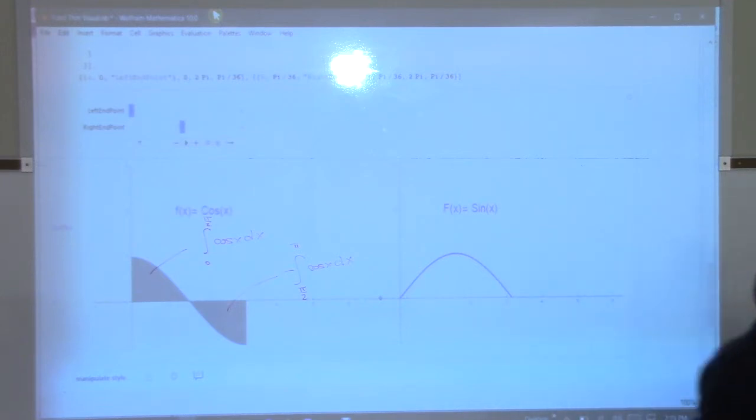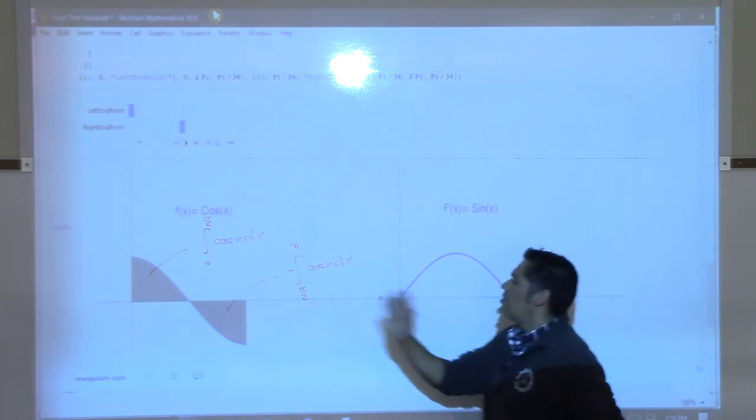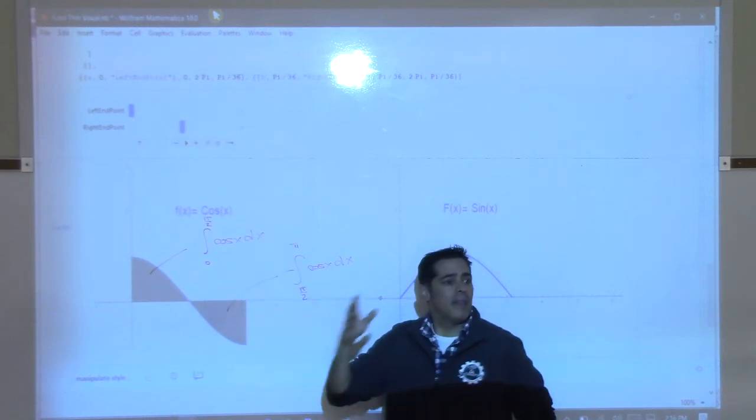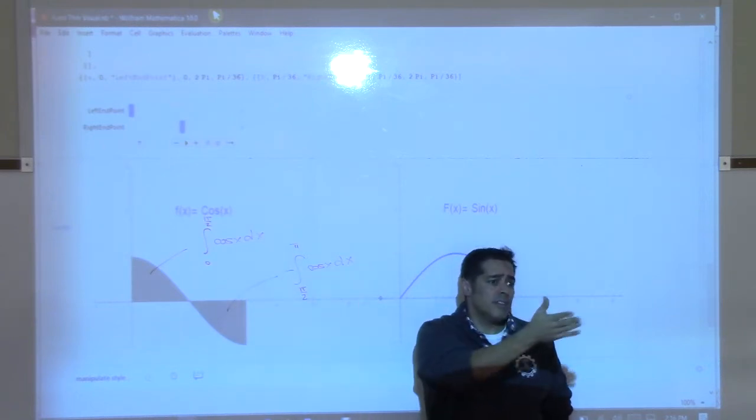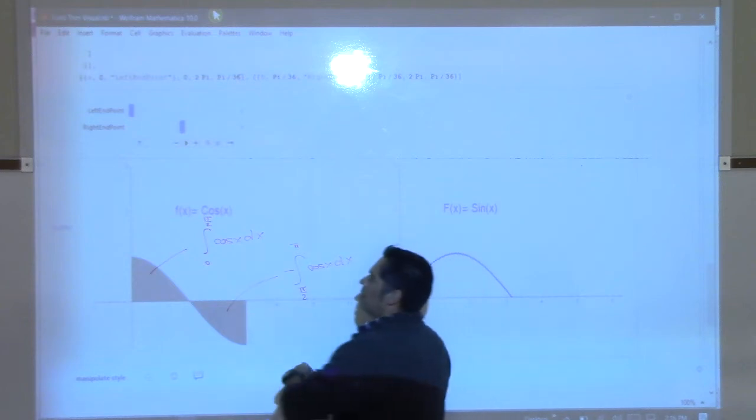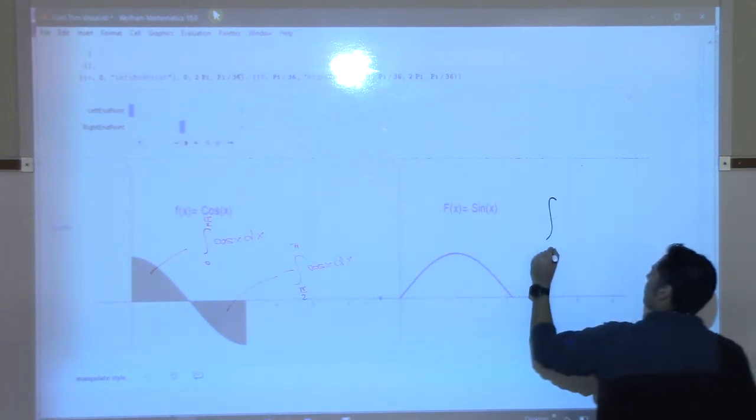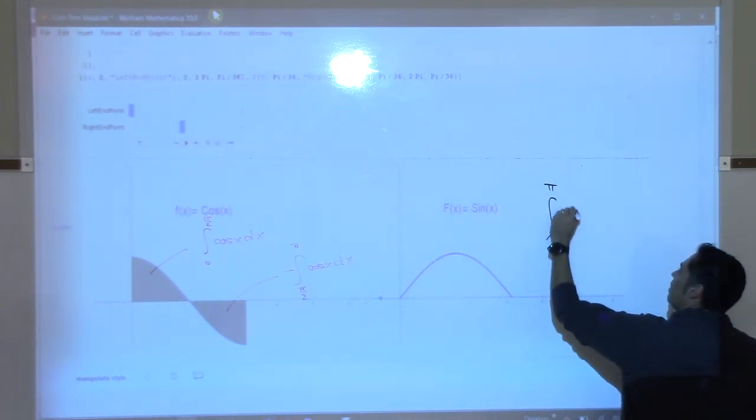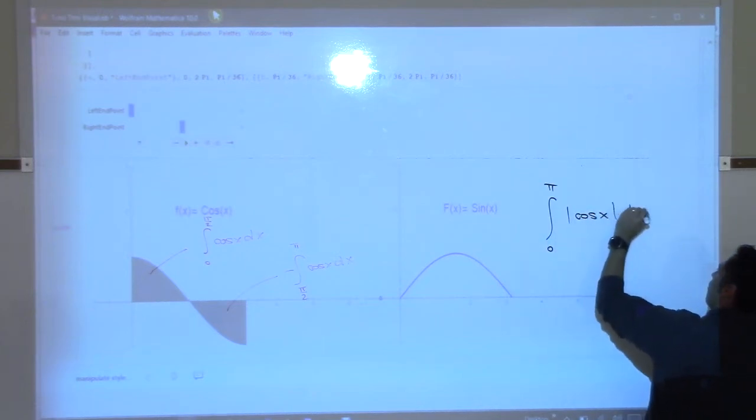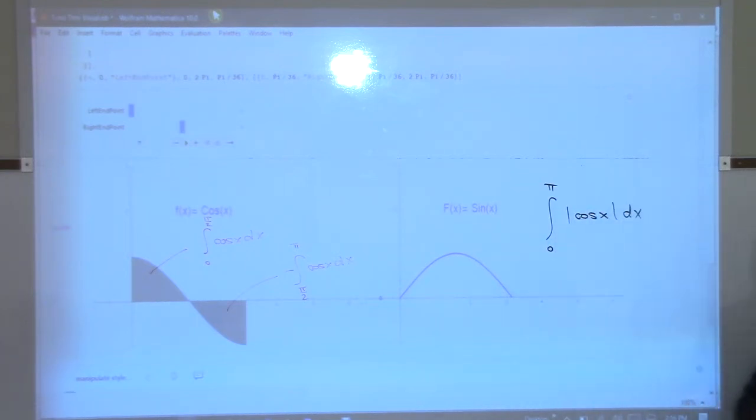You would not try to use absolute value and add them up? You could break it up and then take the absolute value of all your answers. You could say that, yes. I thought you meant do the integral from 0 to pi of the absolute value of cosine x dx. And the problem with that is that the antiderivative of an absolute value is a little more complicated.